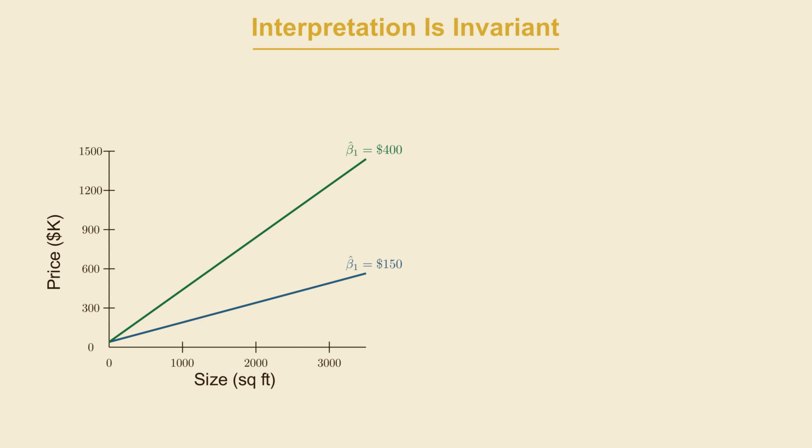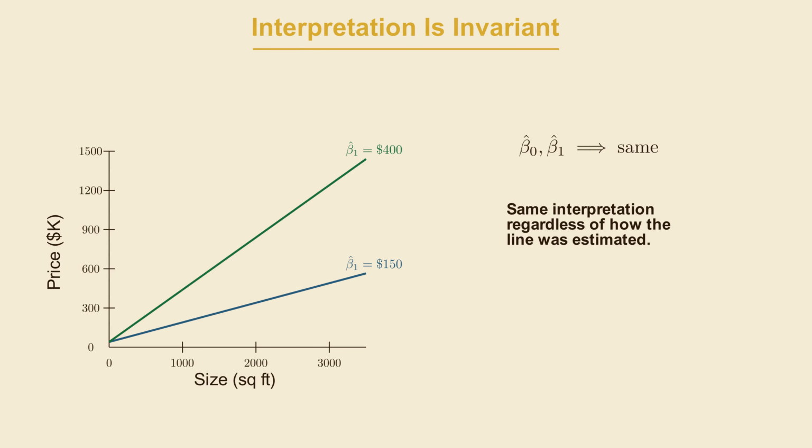And notice one last thing. Up until this point, we've just been taking the $40,000 and $150 as given. We've actually done that on purpose. Interpreting the intercept and slope works exactly the same no matter how the line was estimated. The actual machinery for computing those numbers, however, from the data is what we're going to go over in the next couple videos.